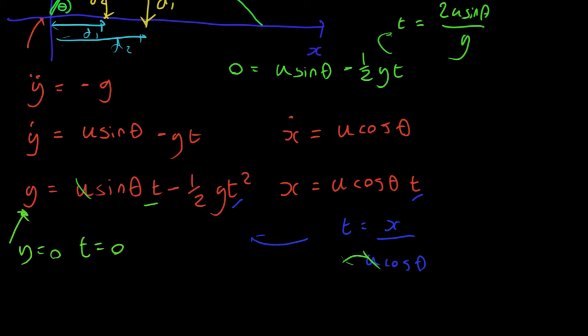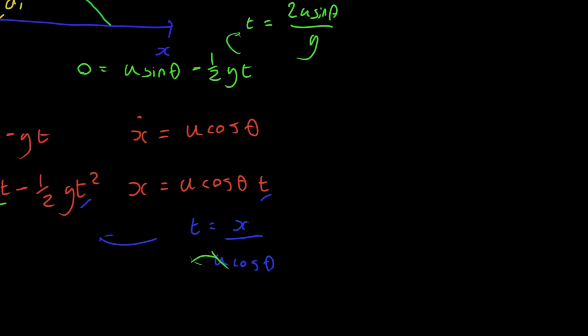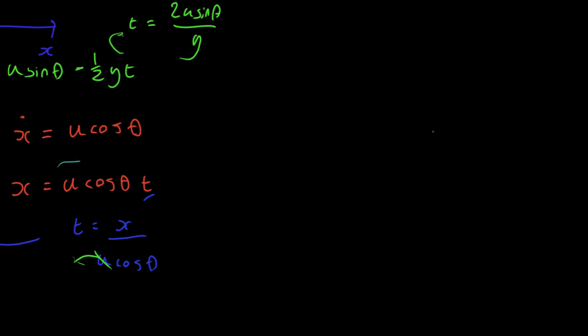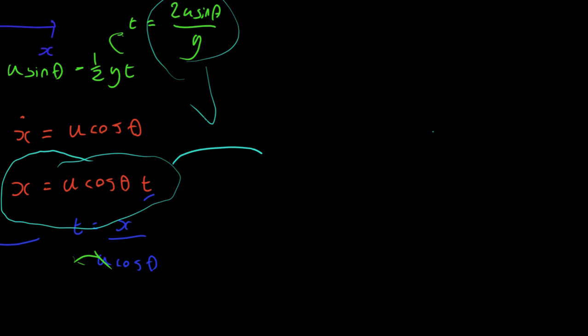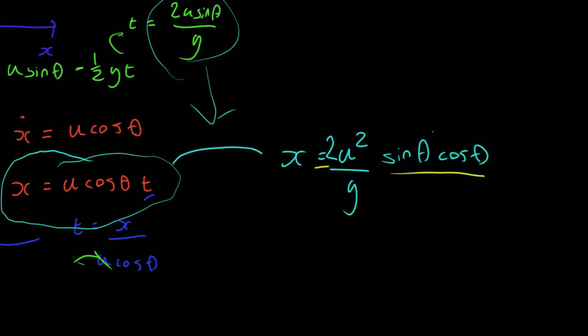Okay, now to get the range, I just want to find the distance it travels at that point. And of course, I'm going to use the equation here. These are pretty standard results if you're kind of used to this thing. So notice when I do that, I end up getting x is 2u squared over g sine theta cos theta. And again, you can also spot that this is sine 2 theta, which we may or may not use.